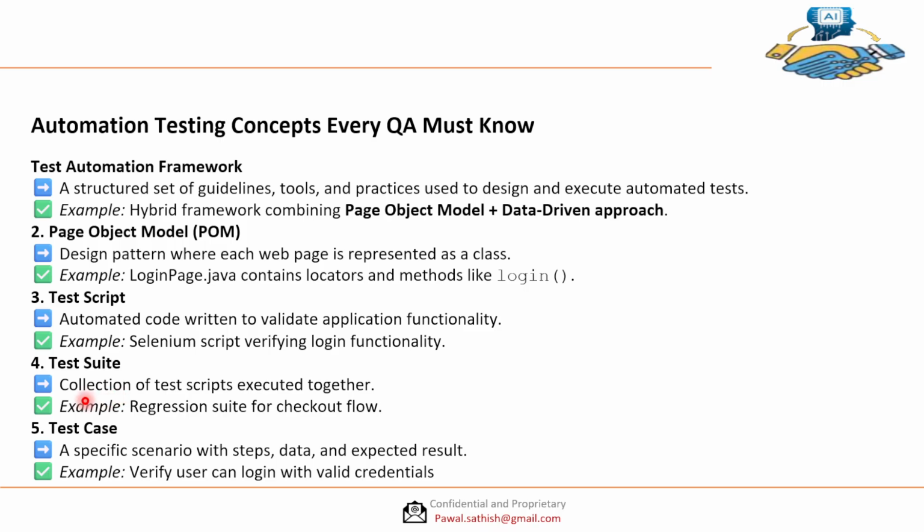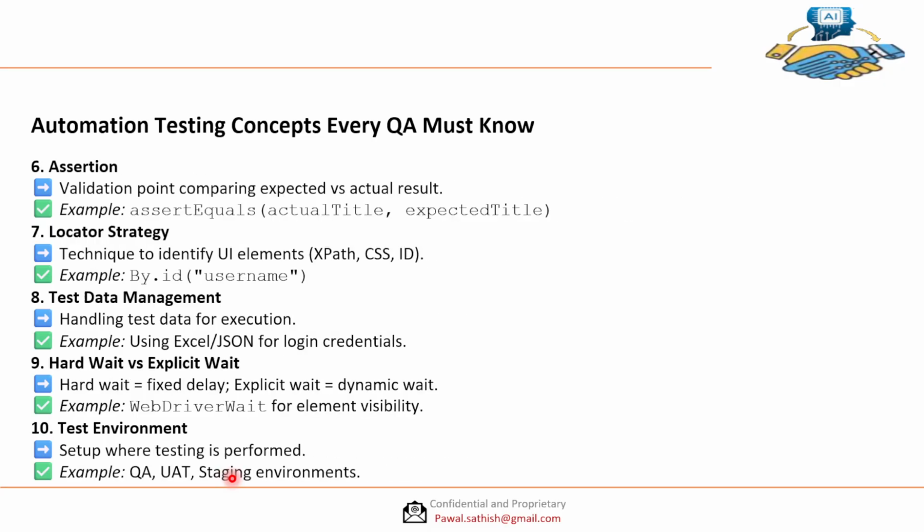Then test suite, a collection of test scripts which we are going to execute together. Example, regression suite for the checkout flow. Then next is test case, a specific scenario with steps, data, and expected result. Example, verify user can log in with valid credentials. Then assertions, a validation point comparing expected result versus actual result. Here we can put the assertion in different ways, like assertEquals(actualTitle, expectedTitle).